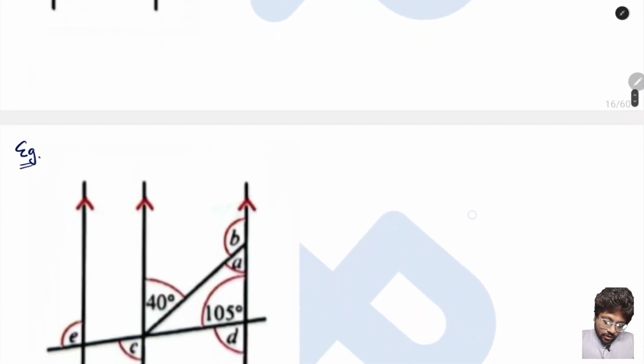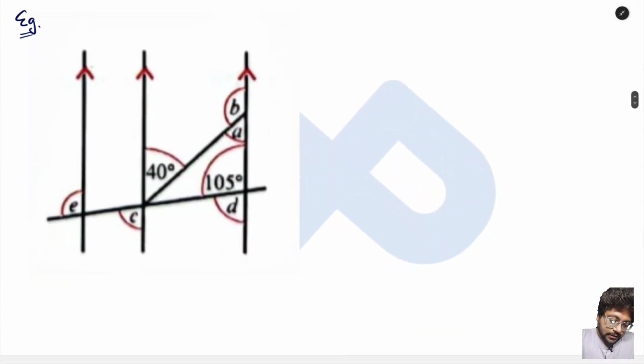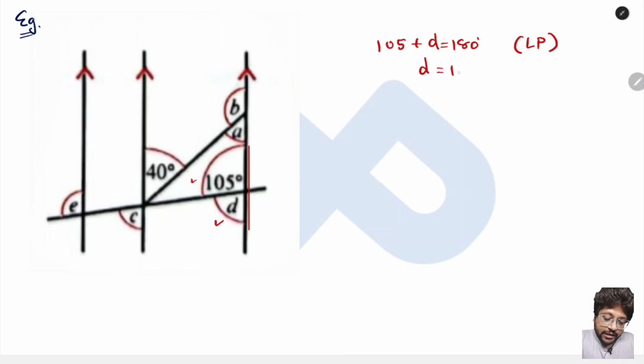Clear? Oh, I have another one. See this, it's not a pair of parallel lines, but there are 3 lines which are parallel to each other. Okay, so let's use all the same kind of concepts. First you find this d, because it's a linear pair with 105. They are on the same straight line. So I'm writing 105 plus d is equal to 180. Reason is a linear pair. So d is 180 minus 105, and if you do 180 minus 105, that is 75. So d is coming 75.